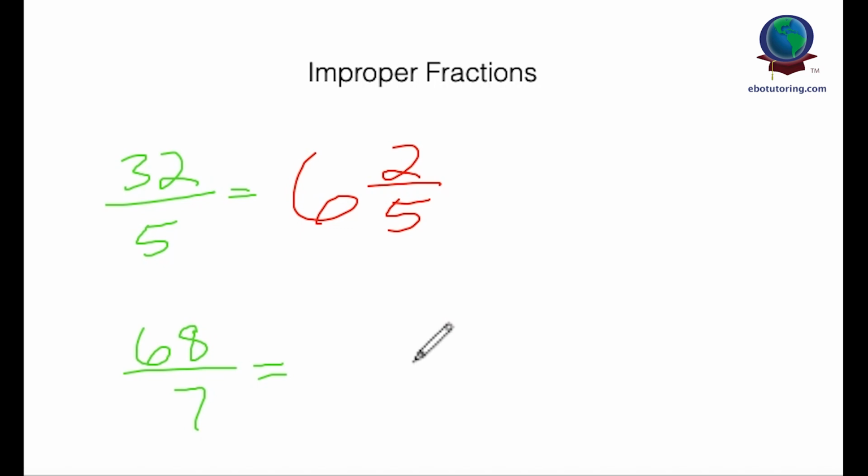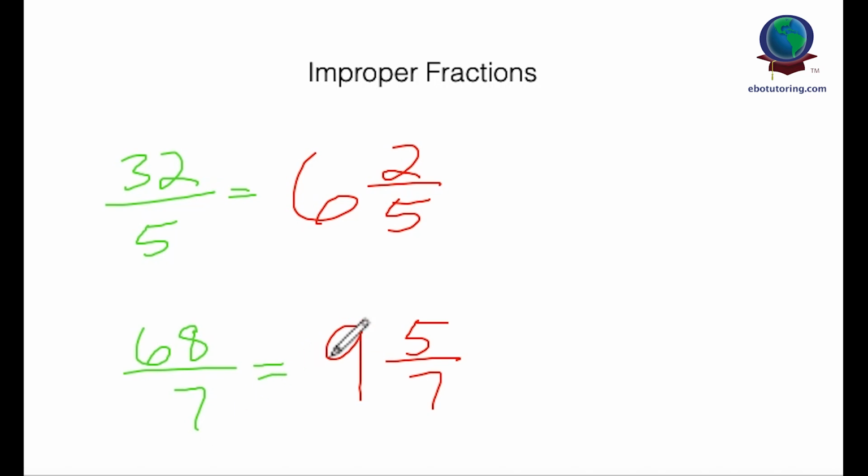All right. Second fraction. 68 divided by 7. 68 over 7. How many times can 7 go into 68? Well, we know our multiplication tables. The closest multiple of 7 is 9. 7 times 9 is 63, which is close to 68, but not over. So, 9 times. And if we do 68 minus 63, that is 5. 5 over 7. Again, same denominator.